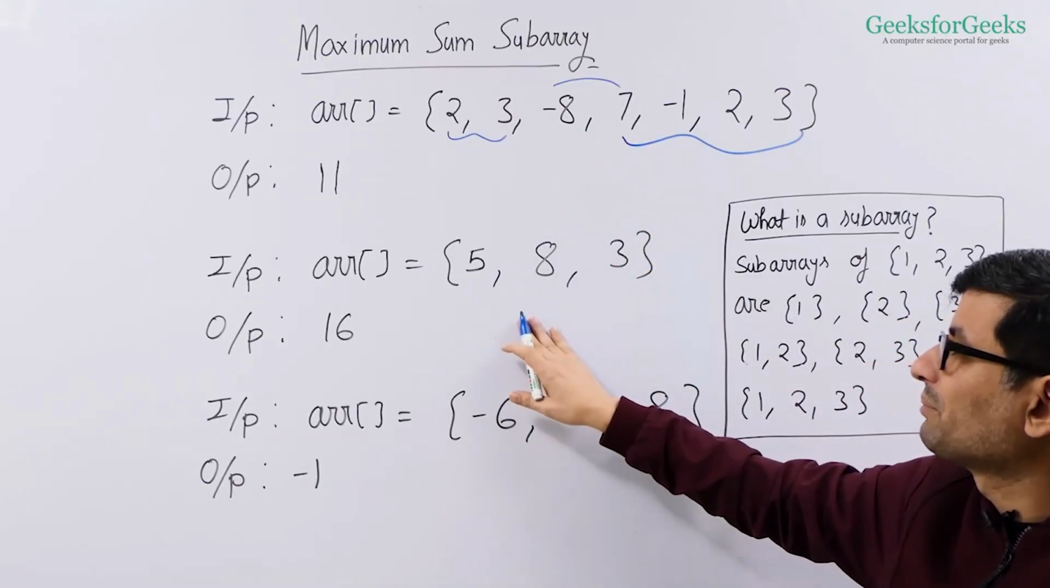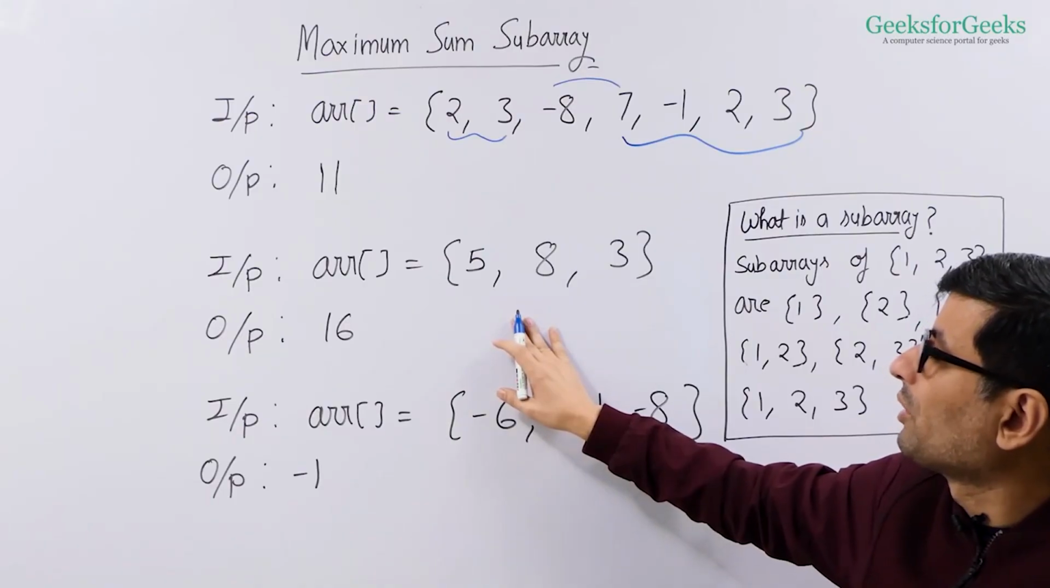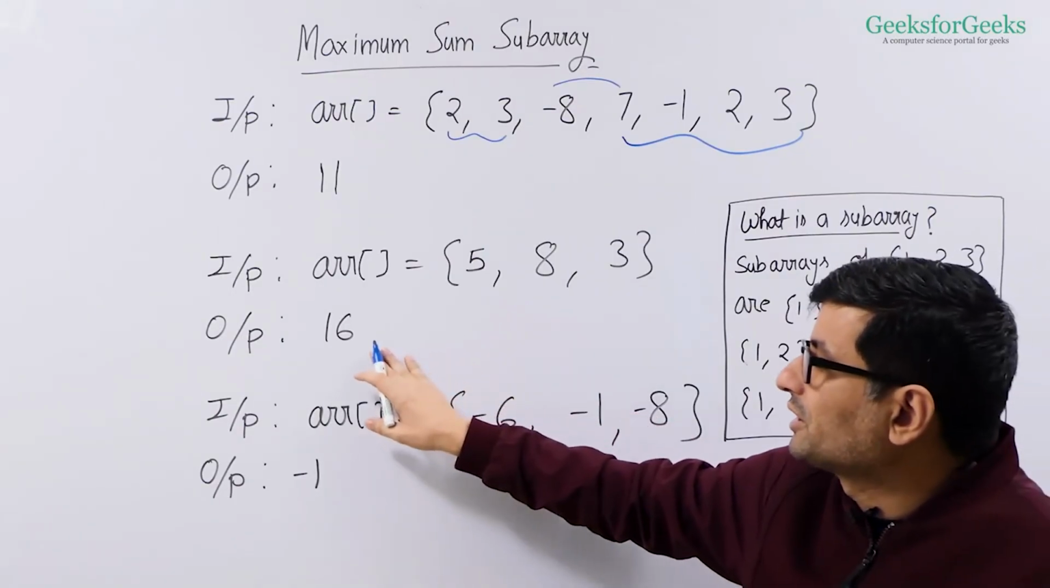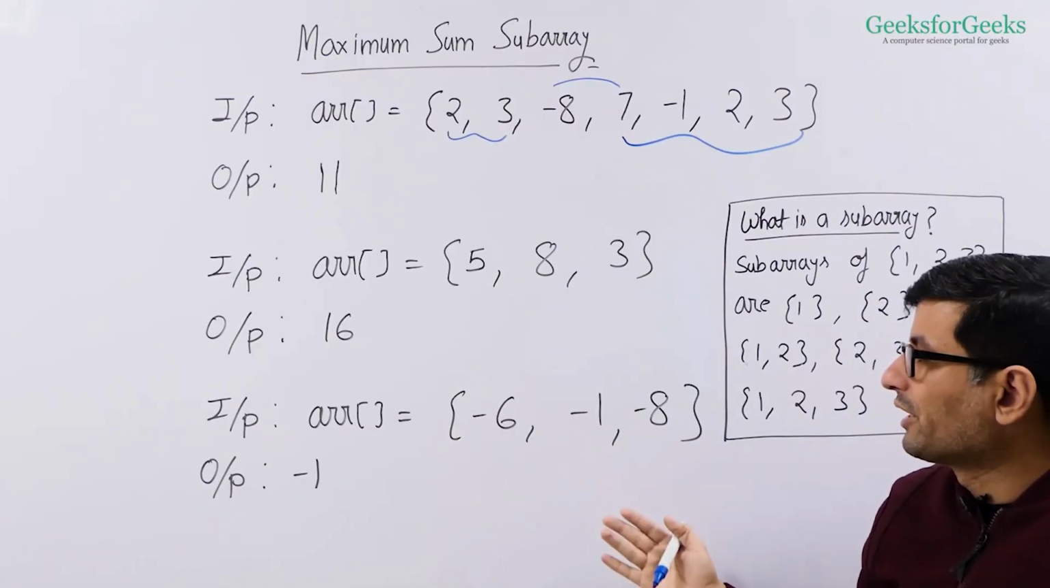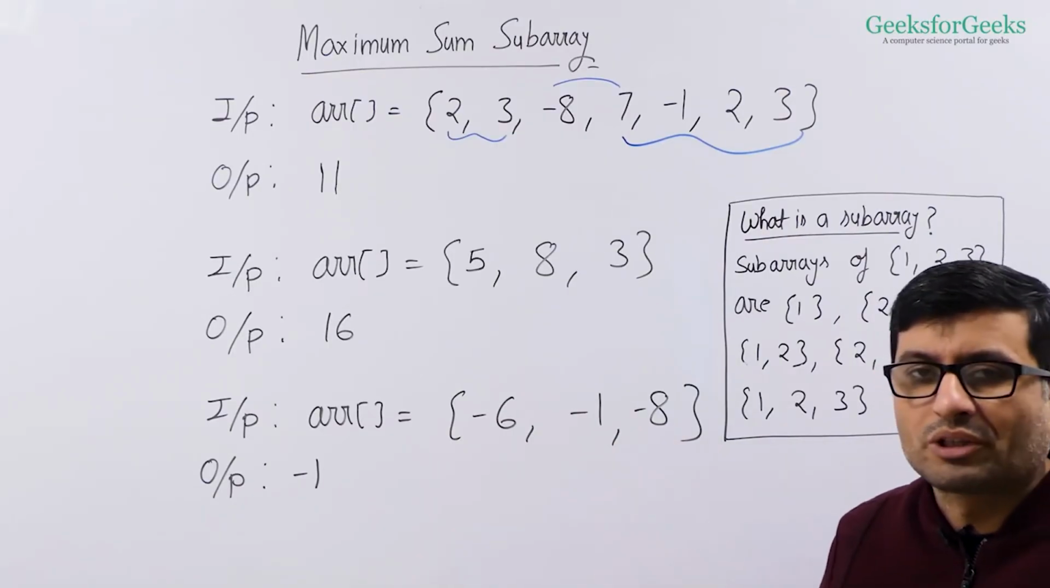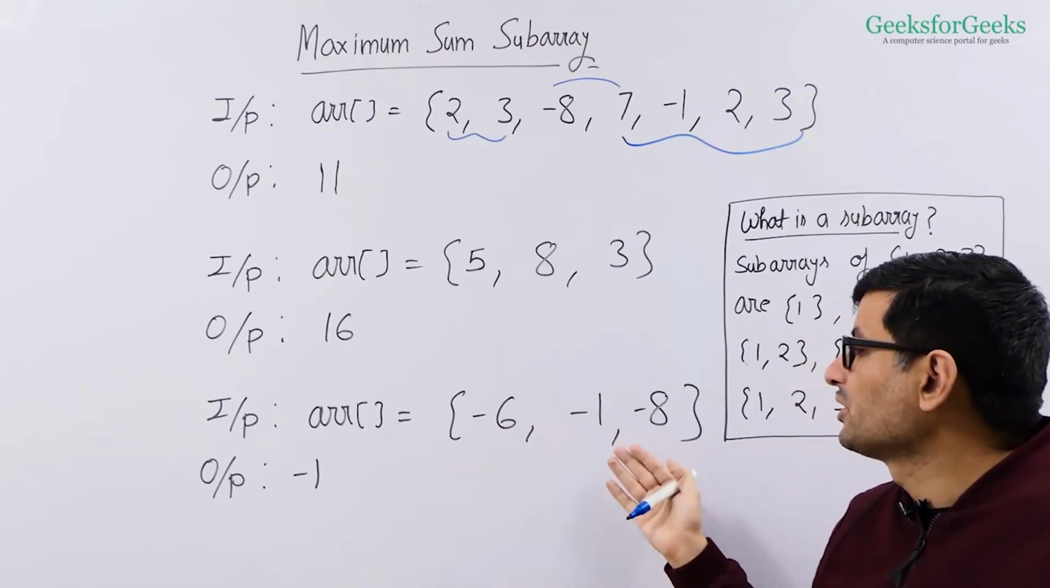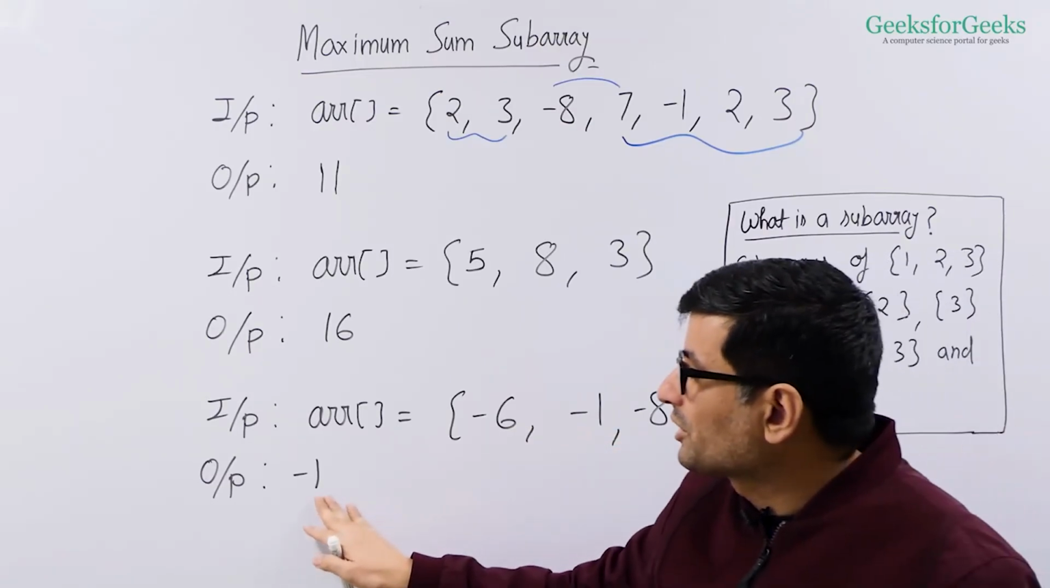Let's see the second example. Here is an example where we have all positive elements. So our sum is 16. Let's see this example. This is an example where we have all negative elements. In this case, our output is the largest value. The largest of all these three values is minus 1. So our output is minus 1.